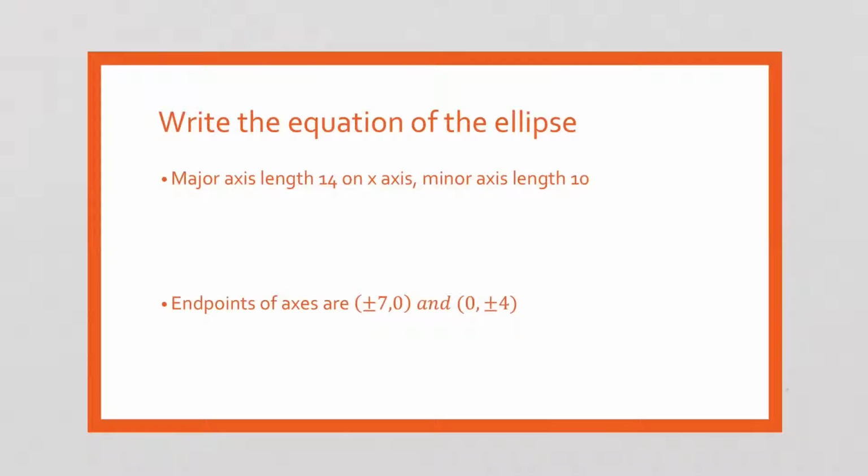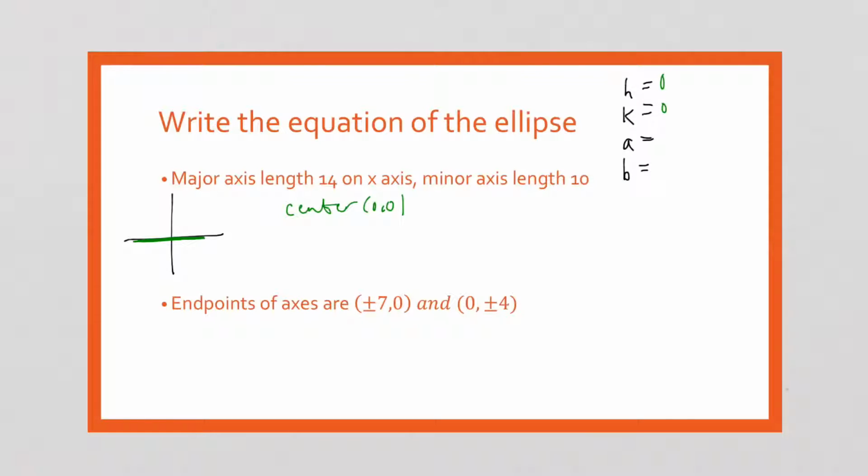So when we write our equations, whether it's an x squared or a y squared, we need h, we need k, we need a, and we need b. Okay? So if we think about what's happening here, right? Major axis length 14 on the x-axis. So if it's on the x-axis, it's right here. That tells me a couple things. First, I'm centered at the origin. So H, K is 0, 0.